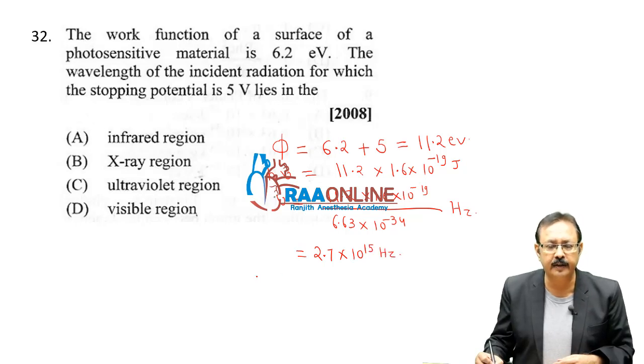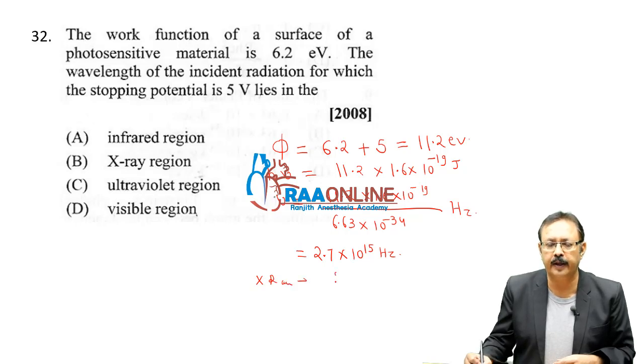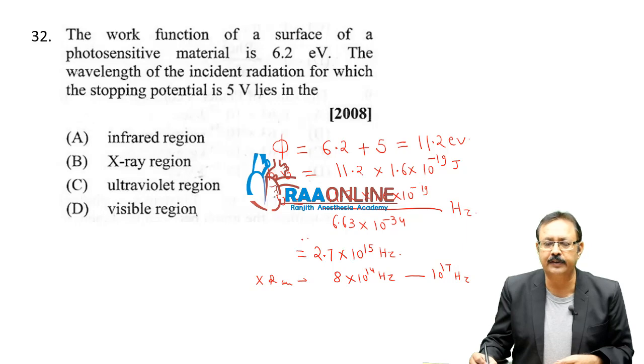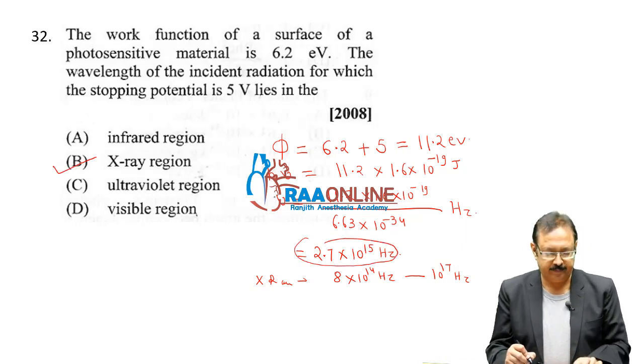And we know that the range of frequency of X-rays is from 8 into 10 to the power 14 hertz to 10 to the power 17 hertz. So this photon will lie in the X-ray region.